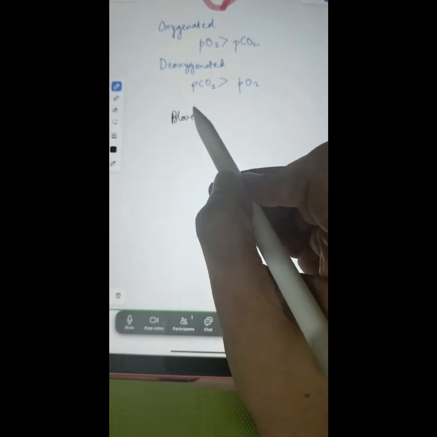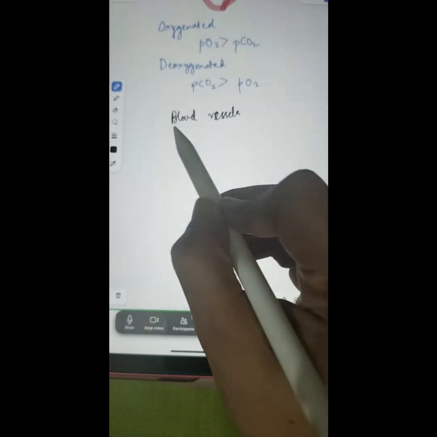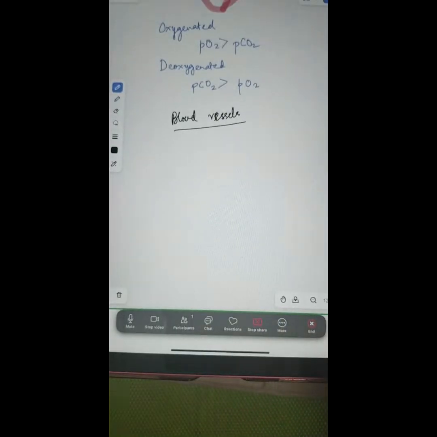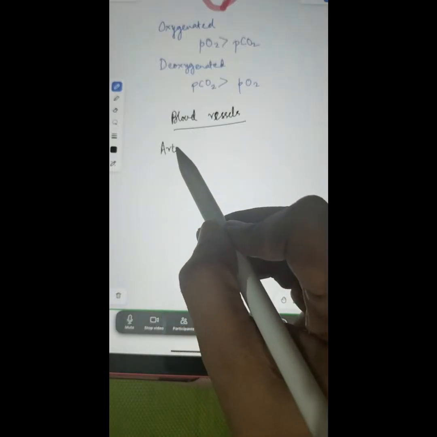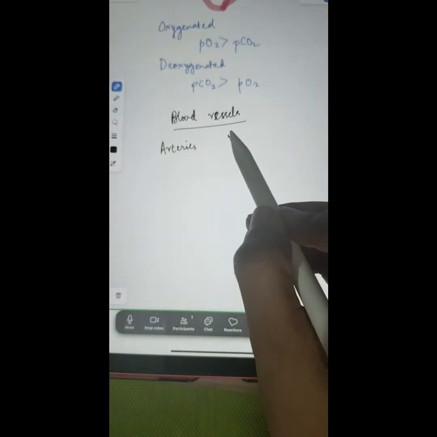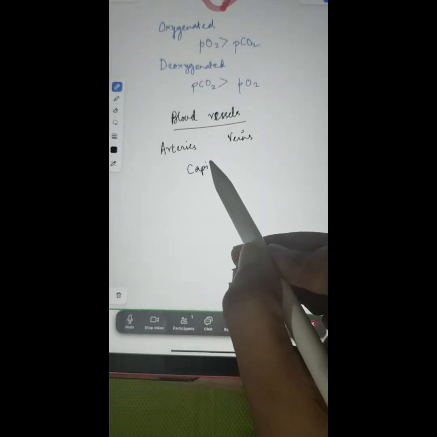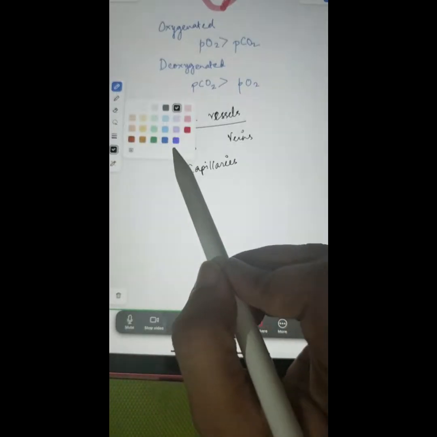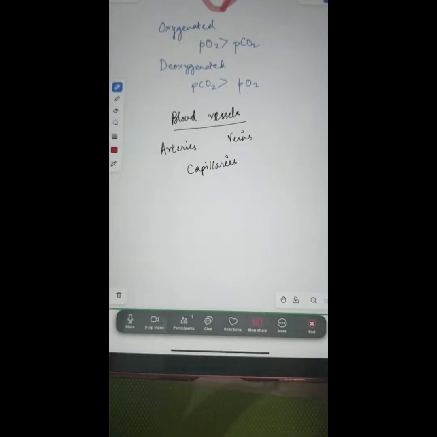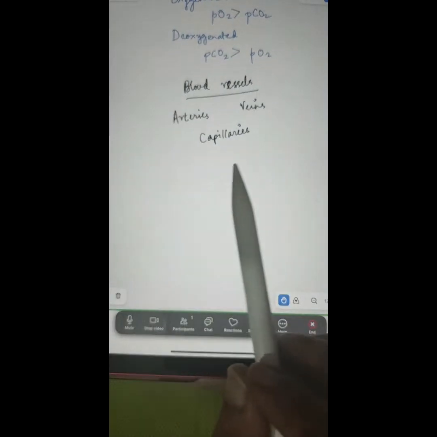So blood vessels are the vessel or tube-like structures into which the blood flows. So remember, we have to learn arteries, veins, and capillaries. For class 10th, only this much is enough: if you remember these three, you will be able to understand the circulatory system.